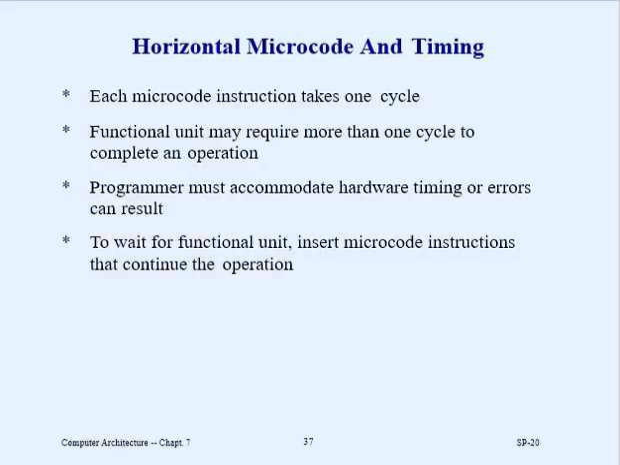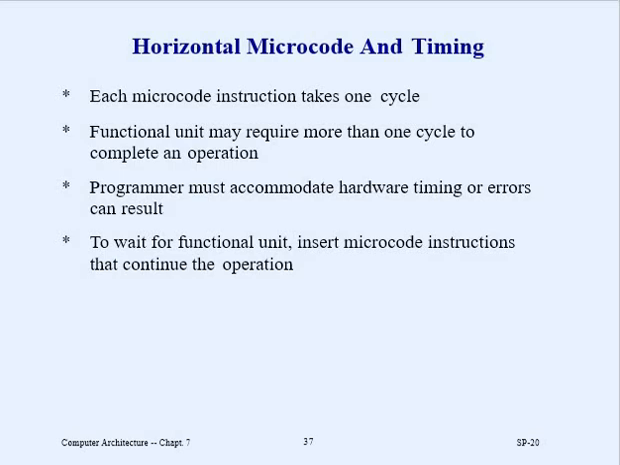So let's continue the discussion where we left in the last part. We were discussing the horizontal microcode and its timings. Each microcode instruction takes one cycle time, and functional units may require more than one cycle to complete an operation. Programmer must accommodate hardware timing or errors can result. To wait for functional units, insert microcode instructions that continue the operation.